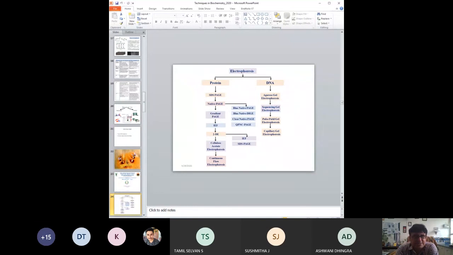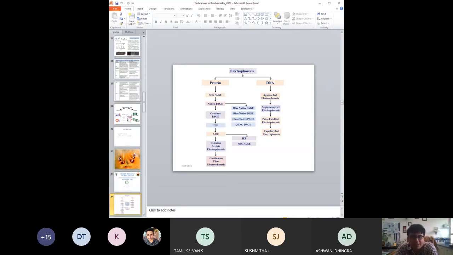So in the second lecture, I explained the classification of electrophoresis, where I told you that electrophoresis as such has been broadly classified into two different types based on the molecule which they are going to resolve. One is the technique or unit dedicated to the separation of DNA, and the other is dedicated to the separation or characterization of protein.